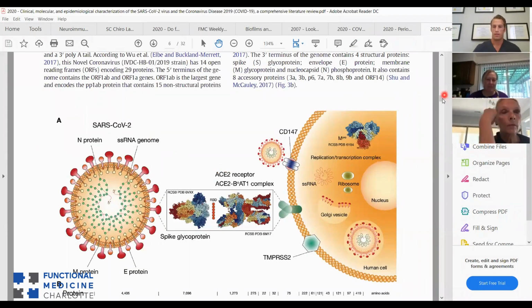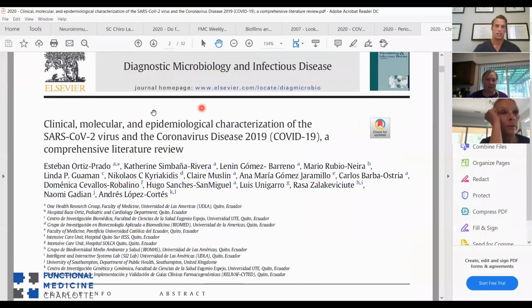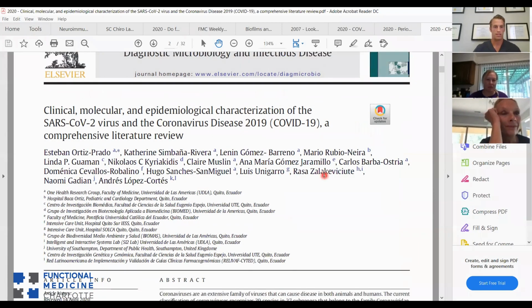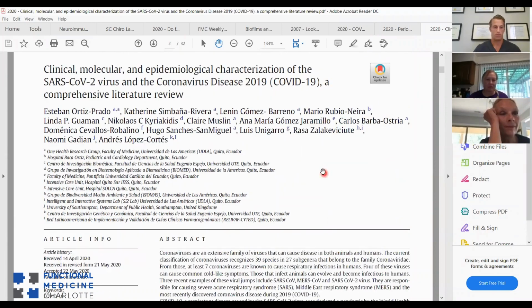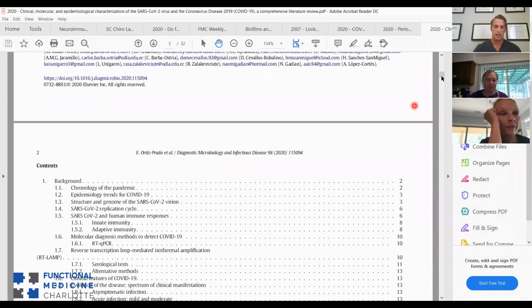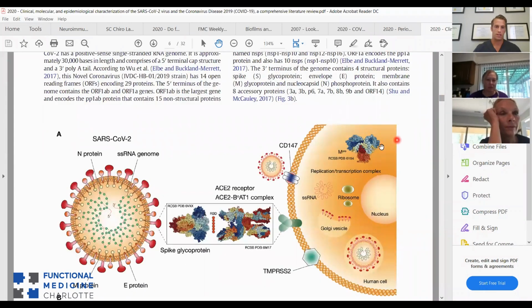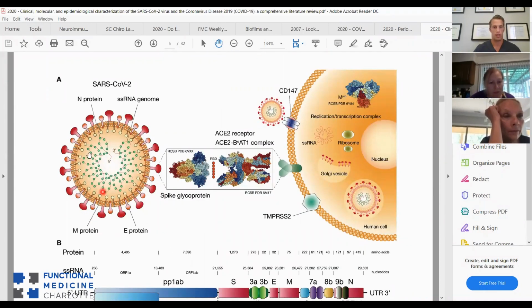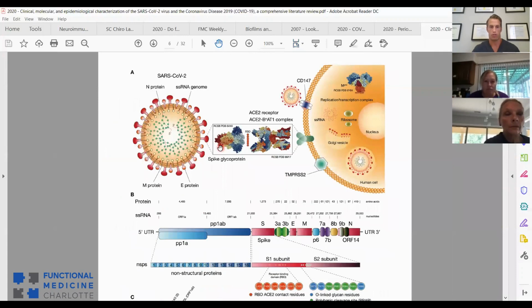So this study is called, mouthful, Clinical, Molecular, and Epidemiologic Characterization of SARS-CoV-2 Virus in COVID-19, Comprehensive Literature Review, found in Diagnostic Microbiology and Infectious Disease. And on page 6 of the study is a great picture showing the SARS-CoV-2 virus, and you see these spike proteins, okay? Well, the spike proteins are how the virus enters our cells. So this spike protein would bind the ACE2 receptor of, say, an oral epithelial cell, enter that cell, and now we've got infection in our mouth, okay, with COVID.